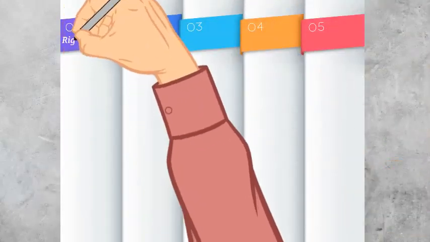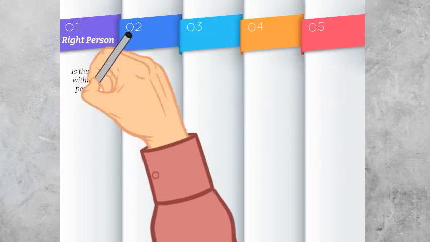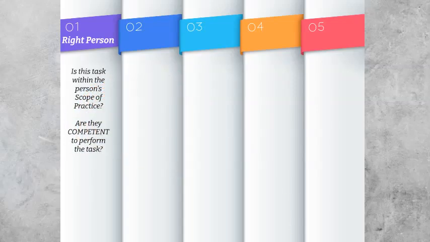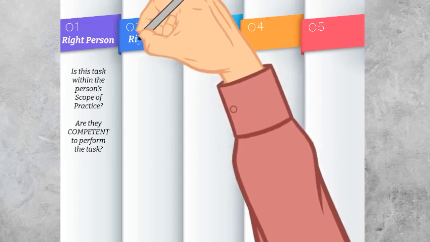So first we have to make sure we're delegating to the right person. Is this task within the person's scope of practice? And if it is, are they competent to perform the task? In NCLEX questions, this usually has to do with the person's experience in the area under which the task falls.